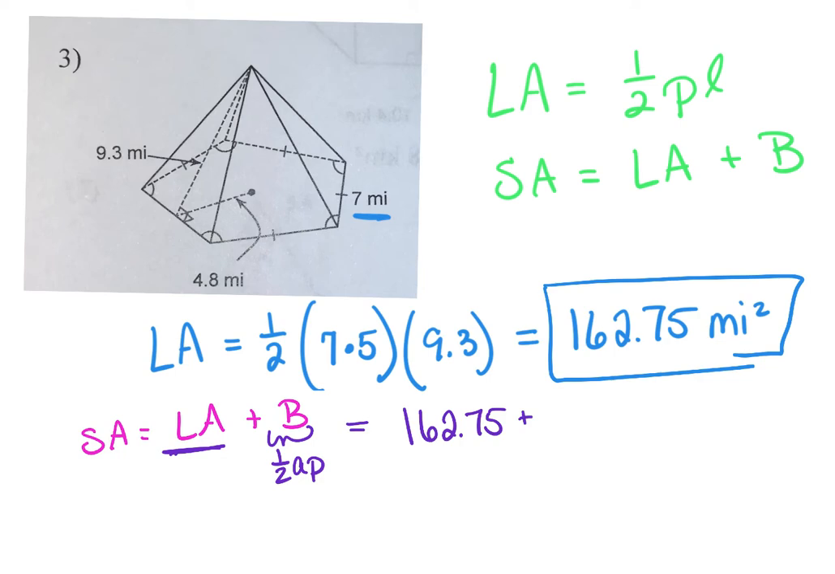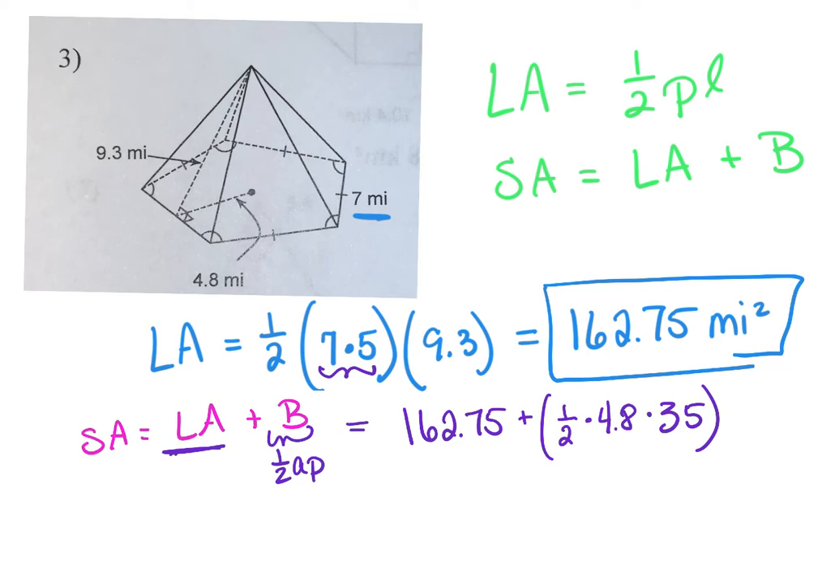162.75 plus 1/2. They gave me my apothem. What is my apothem? 4.8. And I actually already know my perimeter because I already had to use it. My perimeter is 35, right? So times 35. That is my one base.